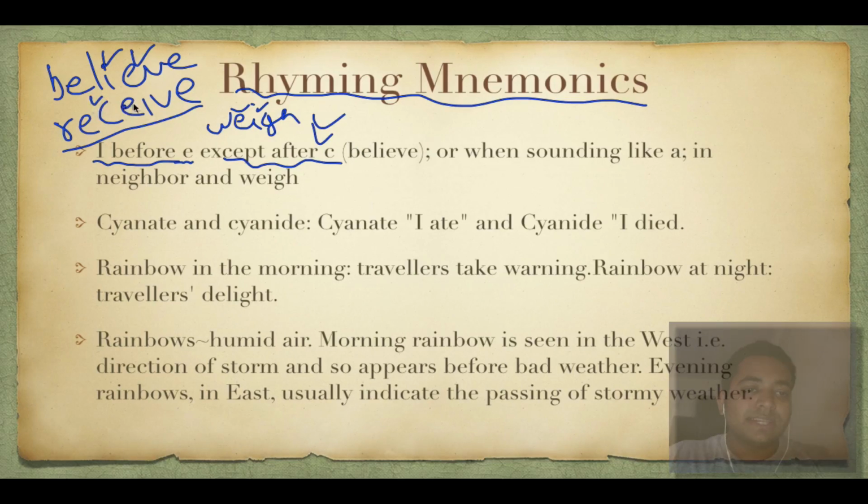So this is a C. So I is before E except after C. So believe and receive. Or when sounding like A as in weigh or neighbor. Is that understood? So it's as simple as that. These are called rhyming mnemonics.